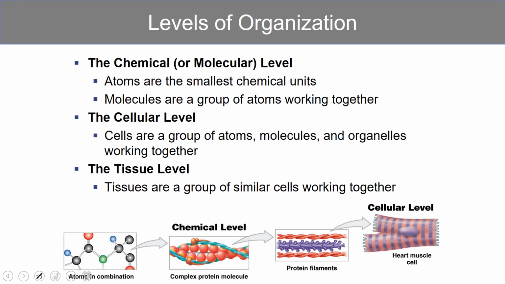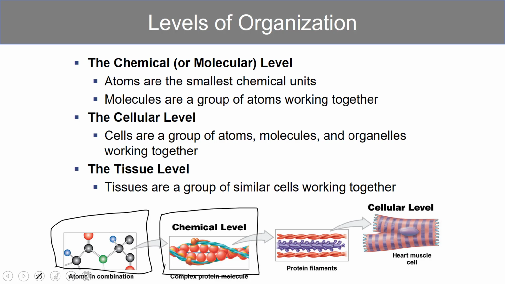In terms of the different levels of organization, we can approach anatomy from a number of levels. We can start with the chemical or molecular level. Down here, we can look at atoms and how atoms are bonded together in order to form molecules. And molecules come together to form cells. And this is the cellular level.